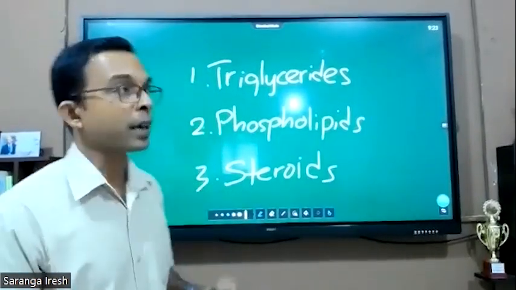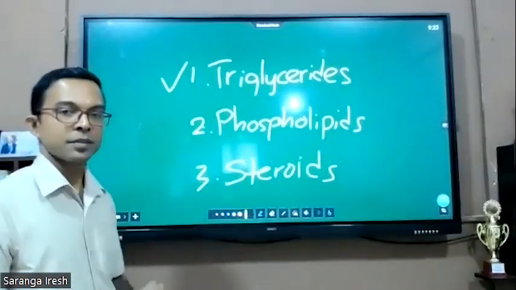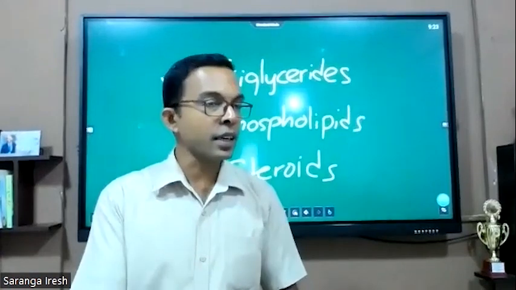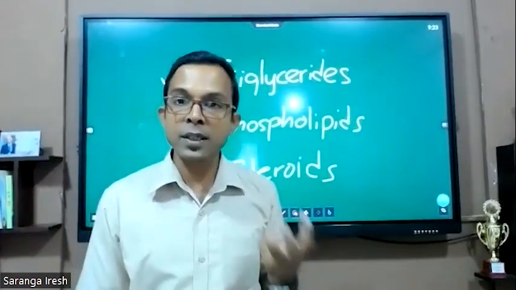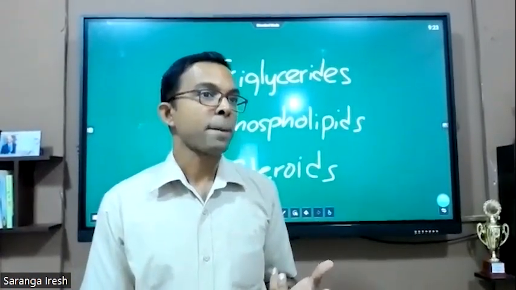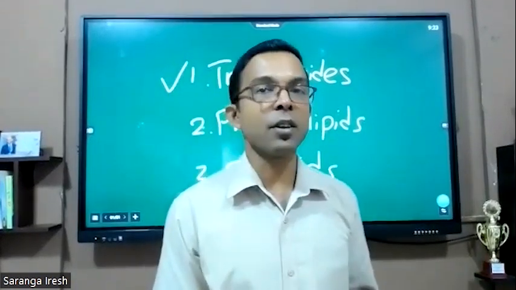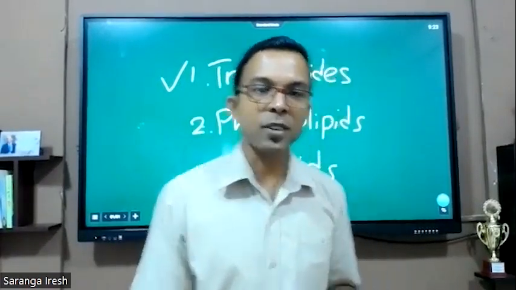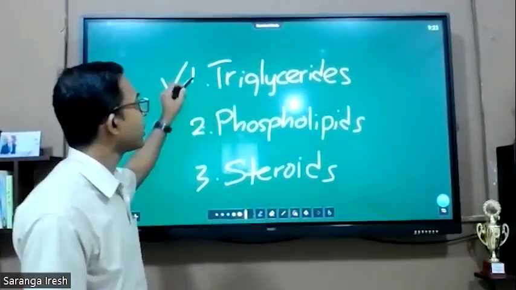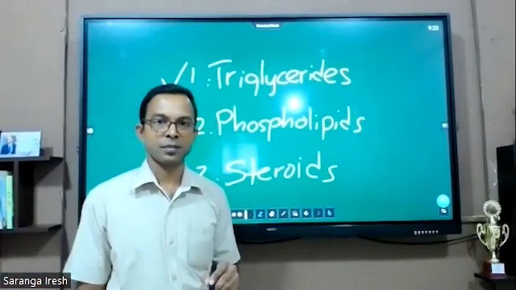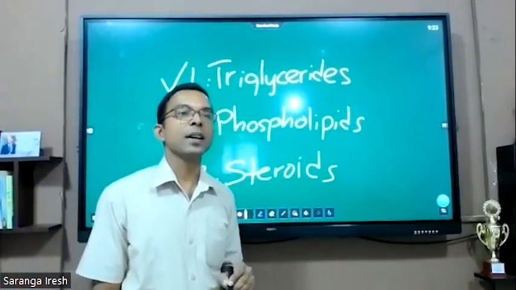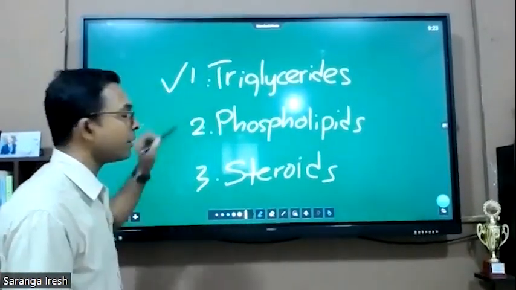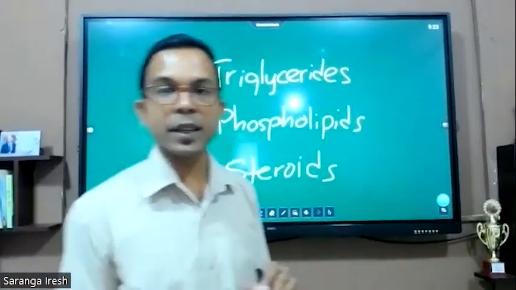The most common one is triglyceride. That is the lipid which is deposited under our skin. That is the lipid we consume as a food source, as plant oil, coconut oil, sesame oil, olive oil, animal fat. All these oils and lipids belong to the triglycerides. Understood?